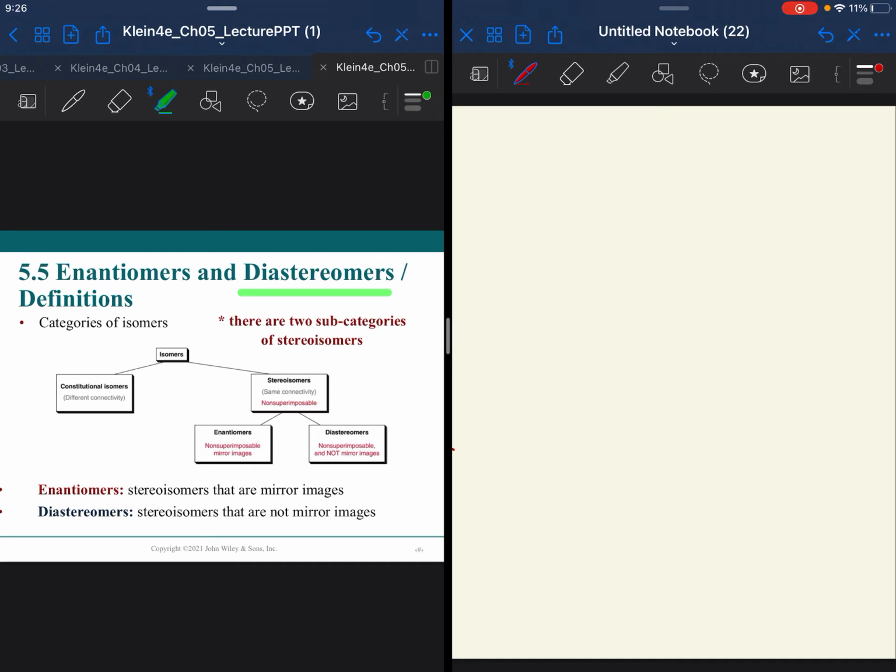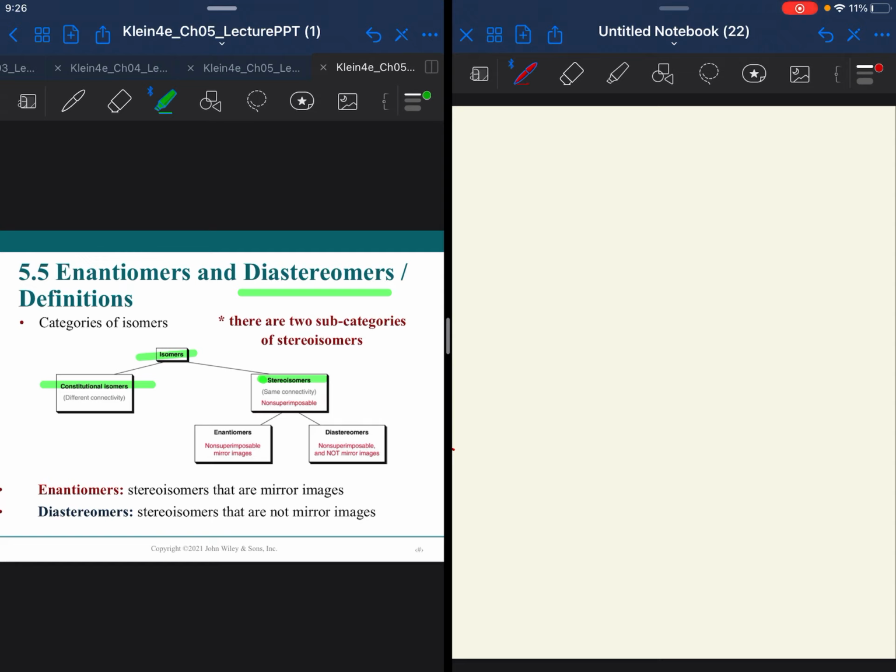So when we go through isomers, this is a nice sort of flow chart. Isomers, just anything that has the same formula but is different, is a different compound. Constitutional isomers have different connectivity. They're kind of the most obvious to see. Stereoisomers have the same connectivity, but different arrangement in space, right? You can't superimpose them on each other.